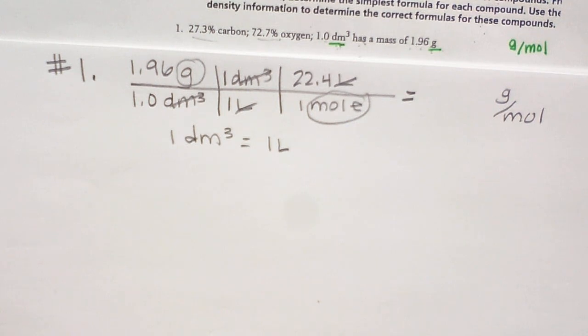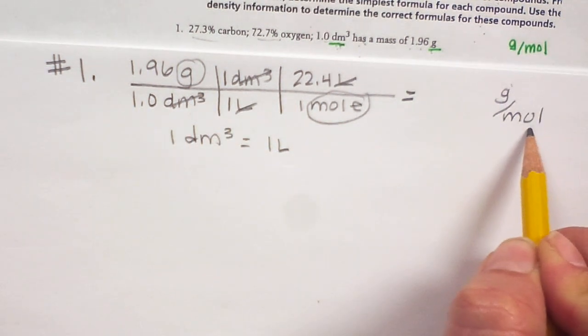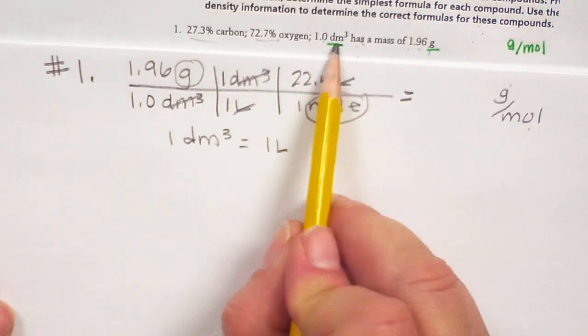Why would you do that? So if you flipped this, you would end up with moles per gram. Right? Does that make sense? So it would end up wrong. You would end up with 1 over your molar mass. So that wouldn't work. Okay. So that's how you would do this, all right?